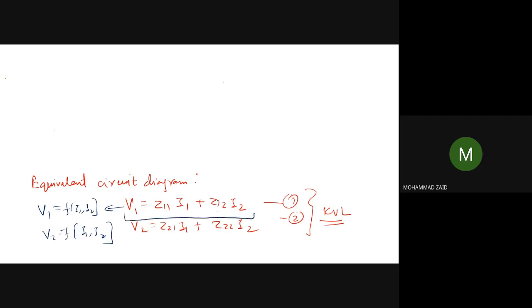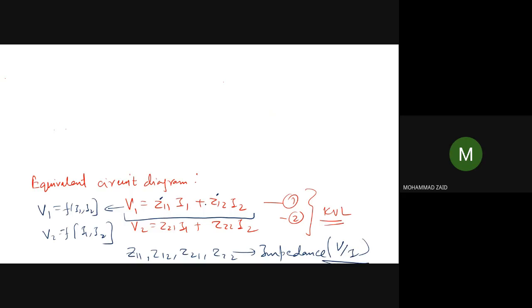Because these are impedances. Z11, as we have just seen, is the driving point impedance, Z12 is the reverse transfer impedance, Z21 is the forward transfer impedance, and Z22 is the Thevenin impedance as seen from port 2. Z11 is the Thevenin impedance as seen from port 1. One thing to know is that Z11, Z12, Z21, and Z22 all have the dimensions of impedance, because they are the ratios of V by I. So V by I will always give you the impedance.